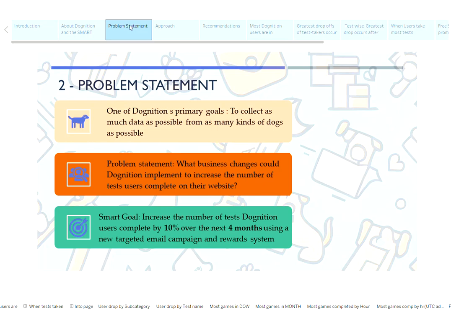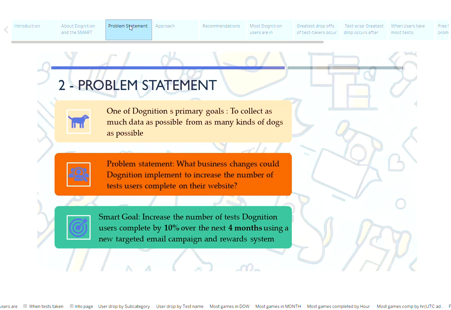However, to do so, there's one area that Dognition could improve: test completion rates. Currently, in the dataset provided, only about 30% of the paid users complete all the 20 tests in the Dognition assessment, which means that Dognition is missing out on valuable data about dogs and their owners.